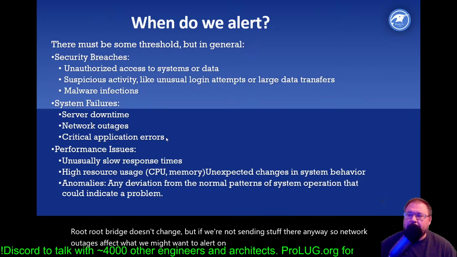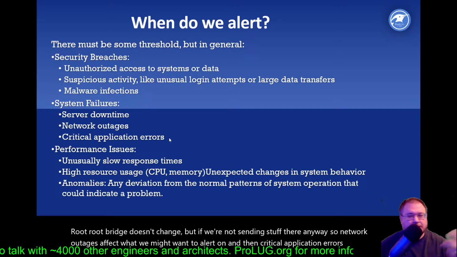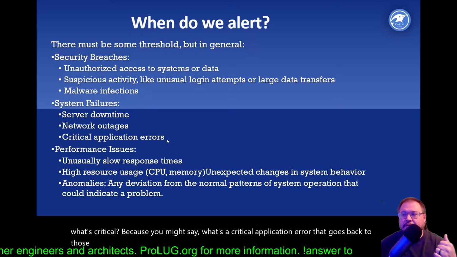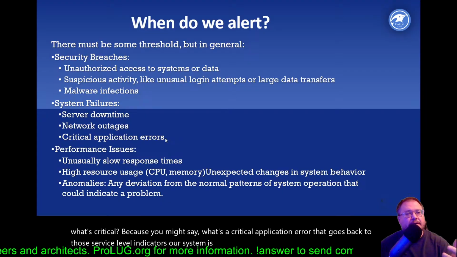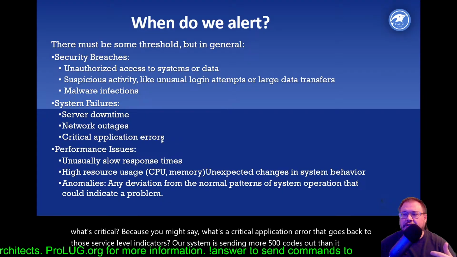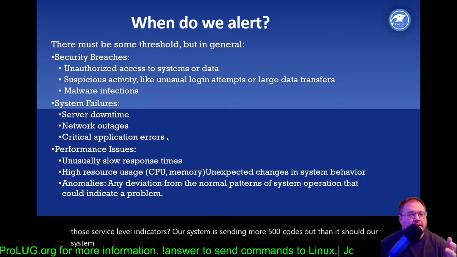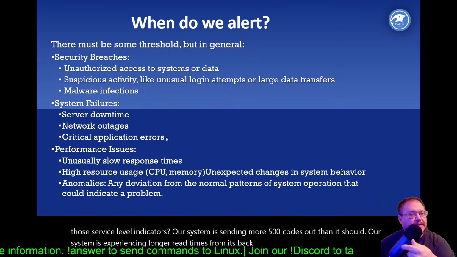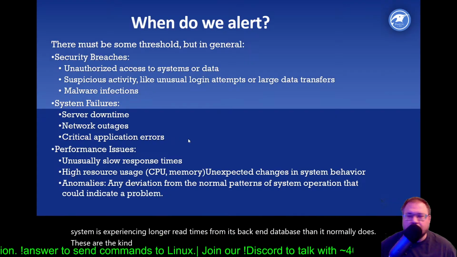And then critical application errors. Well, what's critical? You might ask, what's a critical application error? That goes back to those service level indicators. Our system is sending more 500 codes out than it should. Our system is experiencing longer read times from its backend database than it normally does. These are the kind of things that we might want to track.